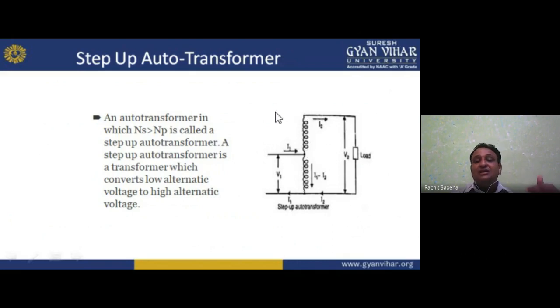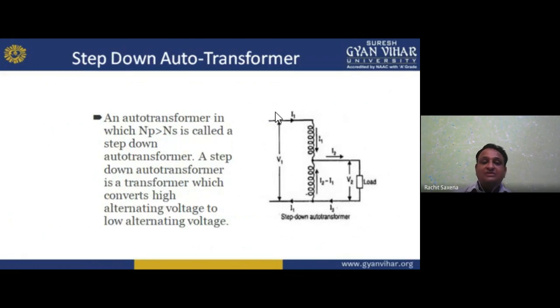So that is, we can say, which transformer? Step up transformer. A transformer which converts low alternating voltage to high alternating voltage, meaning low AC voltage to high AC voltage. We can do it directly. So a step up auto transformer is a transformer which converts low alternating voltage to high alternating voltage. I hope you understand.